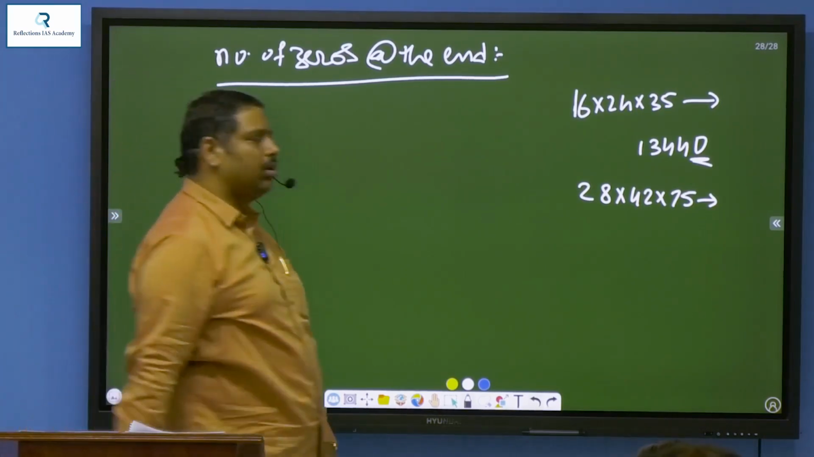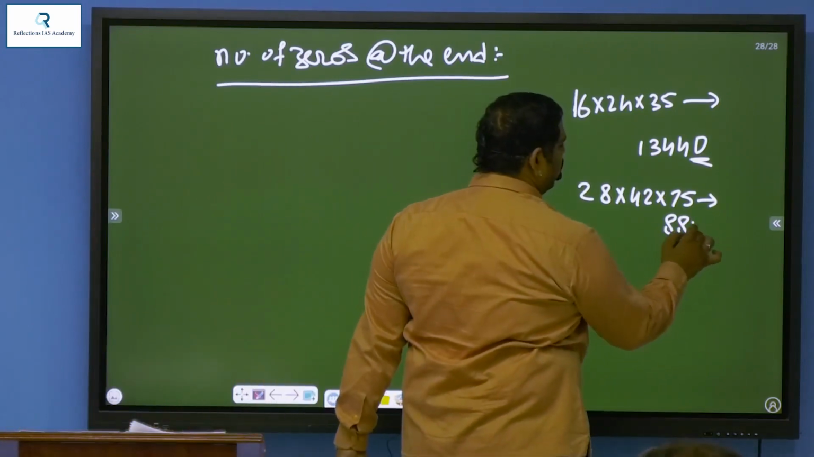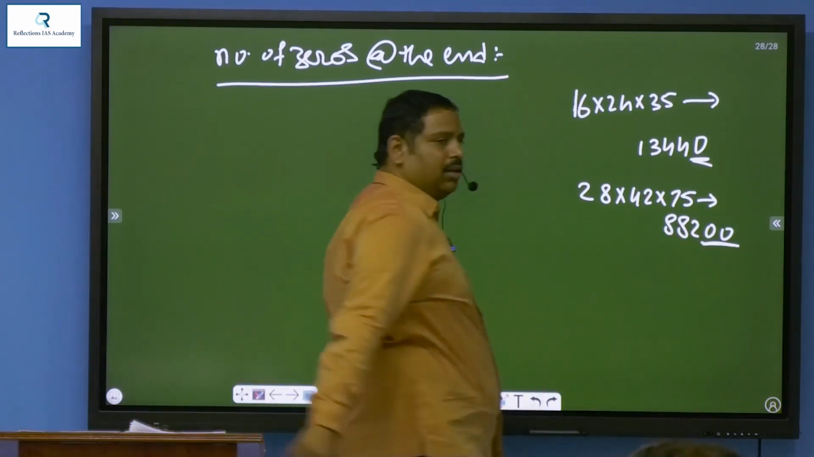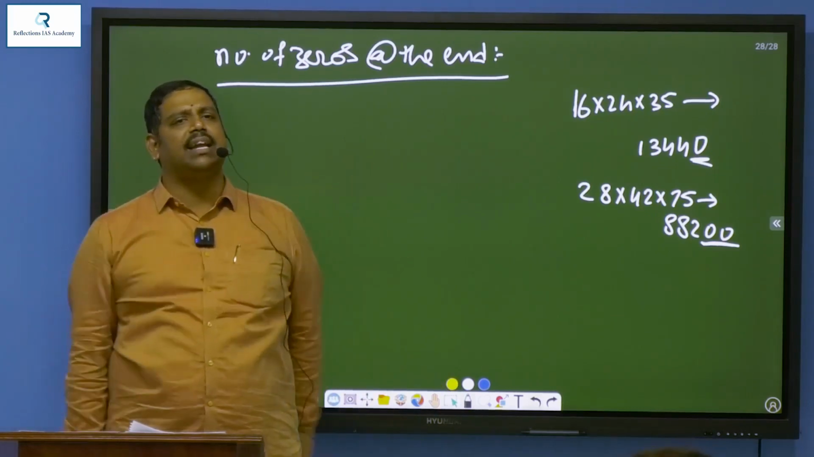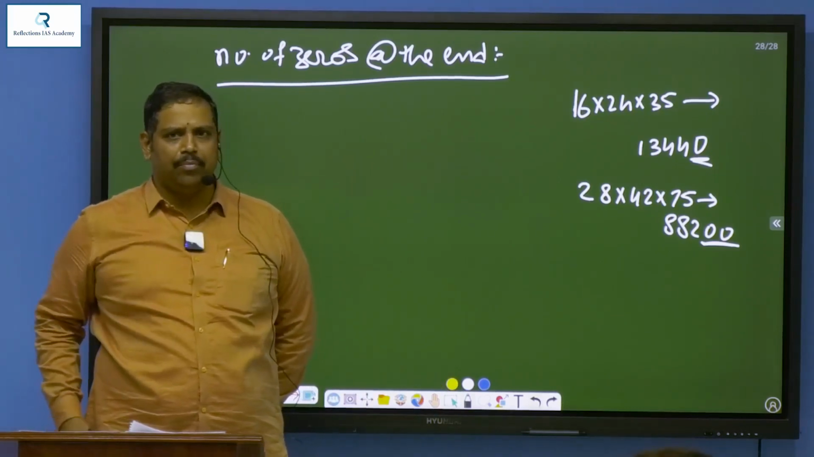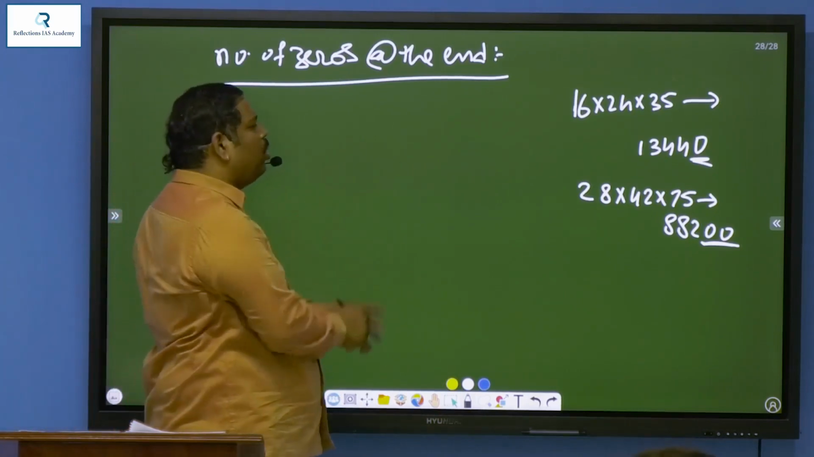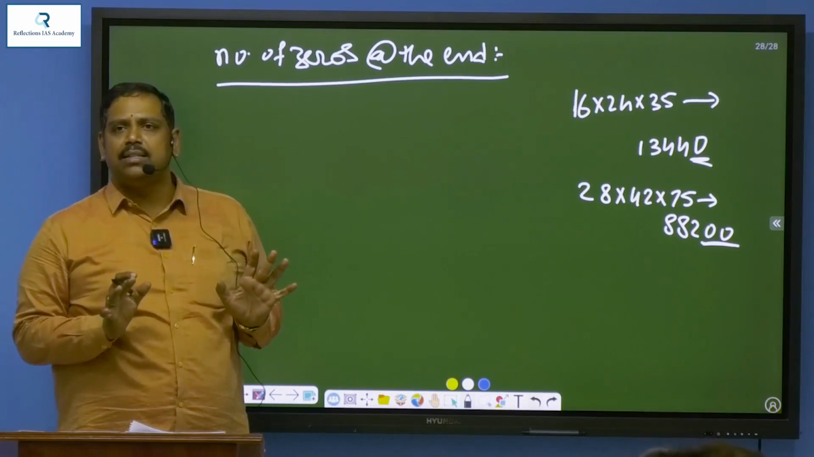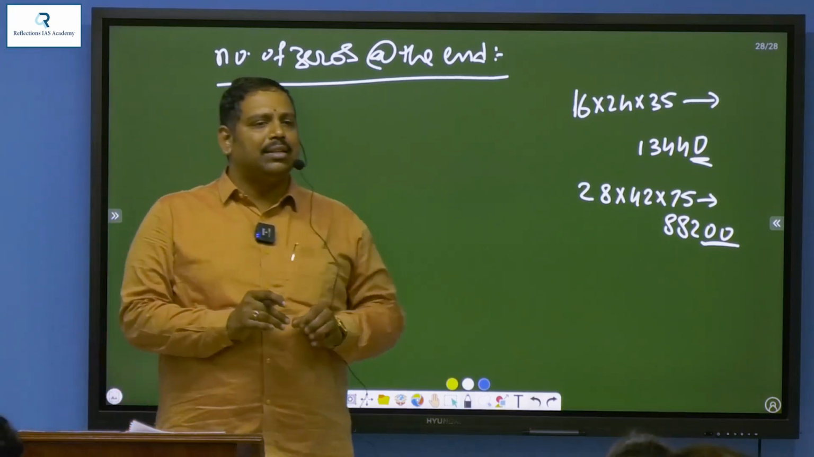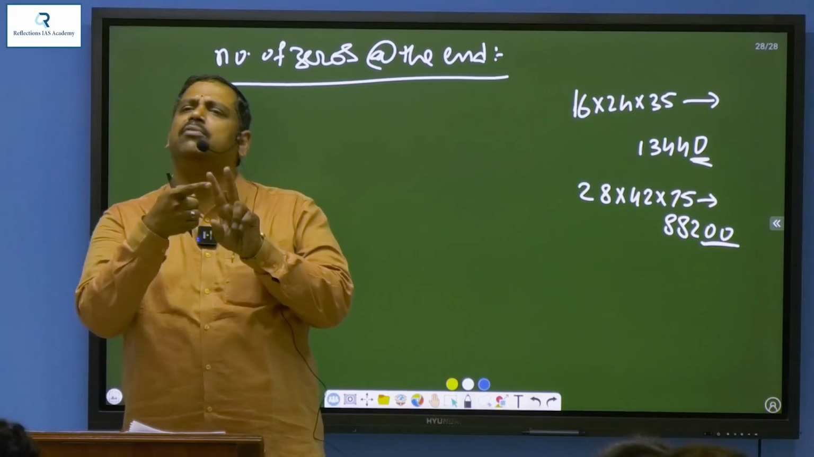Double 82, double 82 double 0. How many zeros do you have at the end? Like that, he will give some calculation and ask how many zeros you will get at the end. Am I clear? For this we have one concept: to get zeros, the responsibility should be taken by 2s and 5s only.